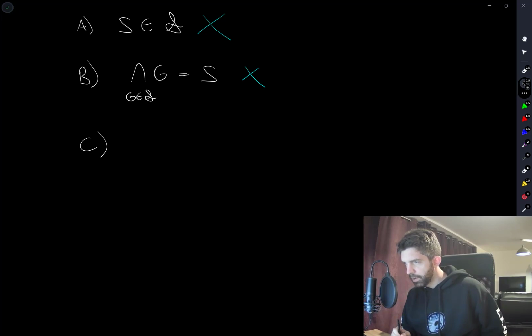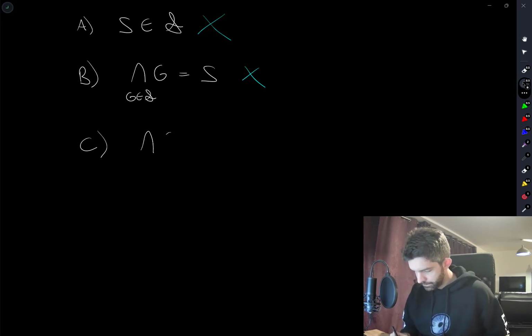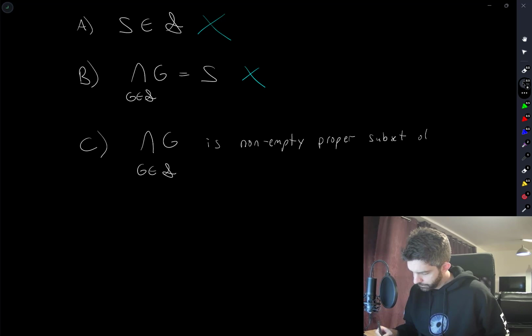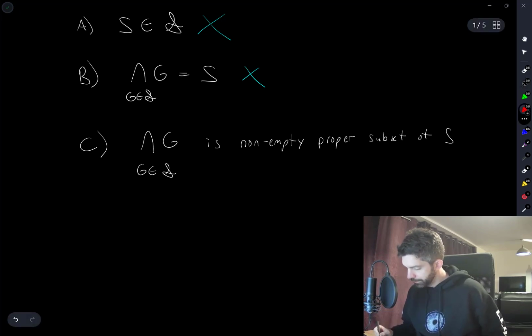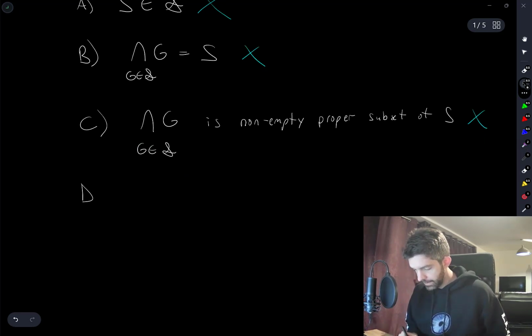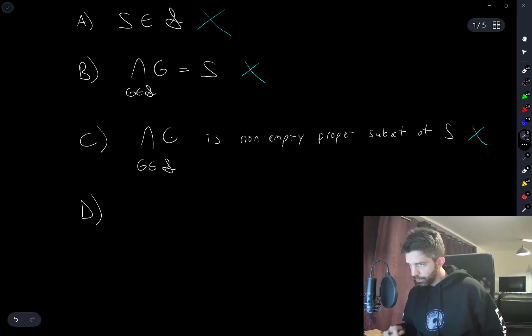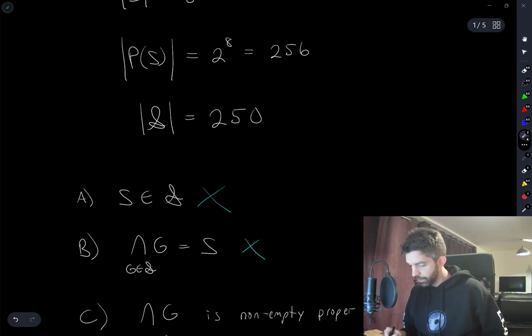This thing is a non-empty proper subset of S. So that's not necessarily true, because one of the elements in script S could be the empty set. Nothing stopping that.